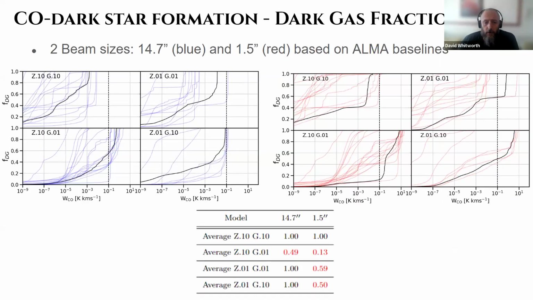We can't really run this on the whole galaxy. But we then smooth them with 2 beam sizes based upon ALMA, 2 different baselines on ALMA, and we see whether ALMA can see these things. It's mostly CO dark, except when we go to the highest resolution, 1.5 arc seconds, depending upon what type of galaxy you're looking at or where you're looking at in a galaxy. You might see it, you might not. So they are quite CO dark.